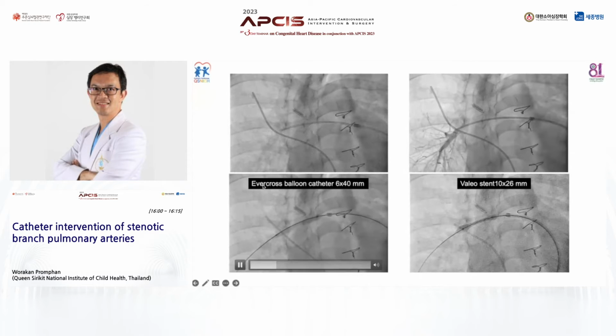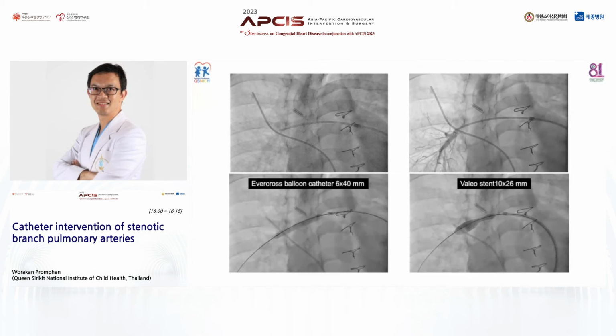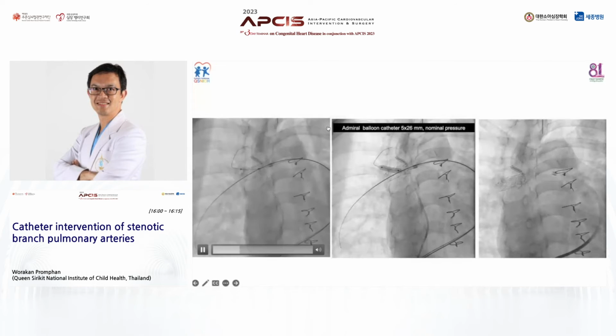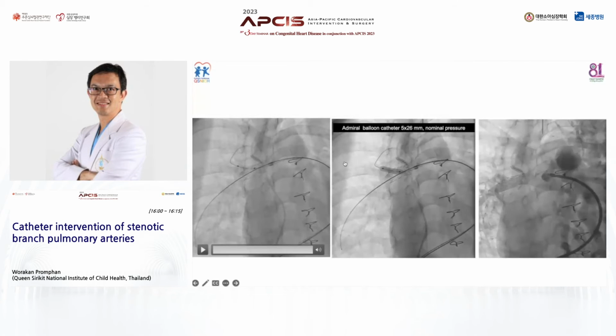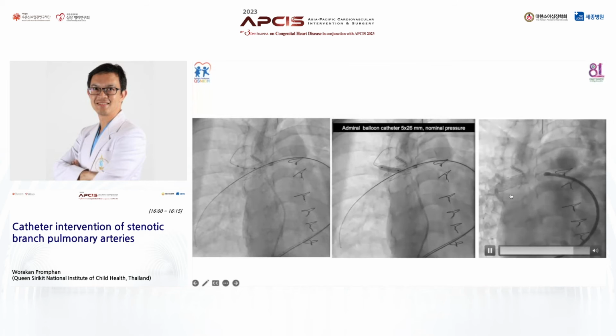In this particular case, we used an Evercross 6x40, followed by placing a Valeo stent. But unfortunately, now we don't have the Valeo stent anymore in my country, and I think in many parts of the world. After that, we also need to take care of the side branch, to open up the side branch at the right upper pulmonary artery. And this is the final result. As you can see, with that we can rehabilitate the pulmonary circulation on the right side very nicely.